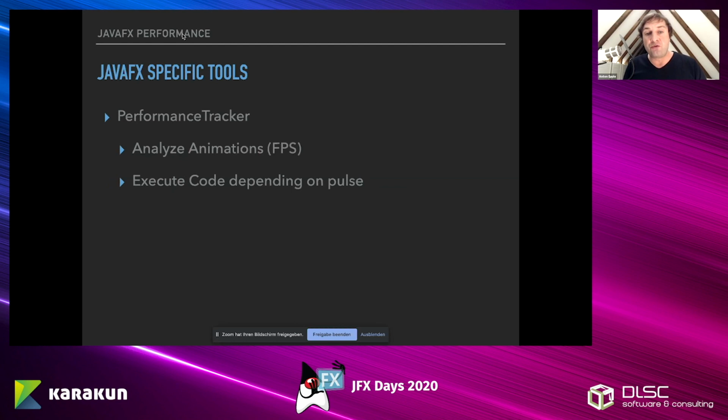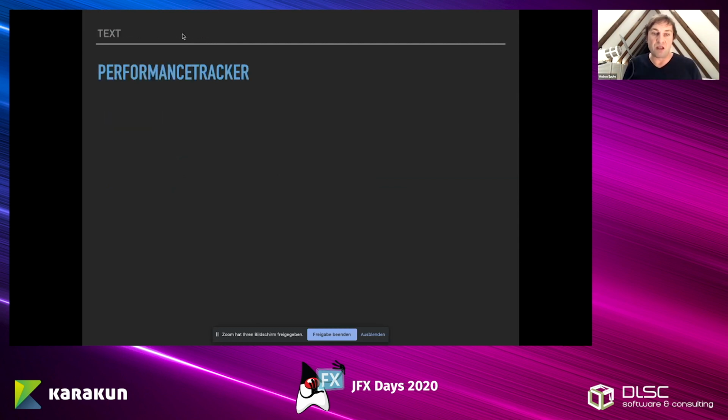Performance Tracker is the first one. It's also the simplest one, and it's on the highest level because all it does is analyze frames per second. It gives you the ability to execute code depending on a pulse, but mainly it does measure frames per second.